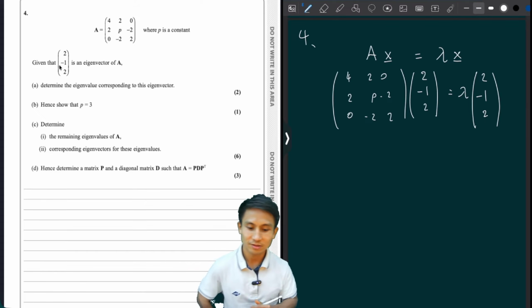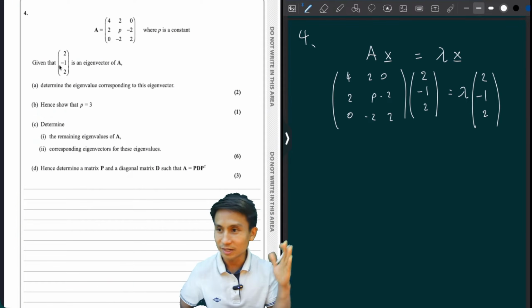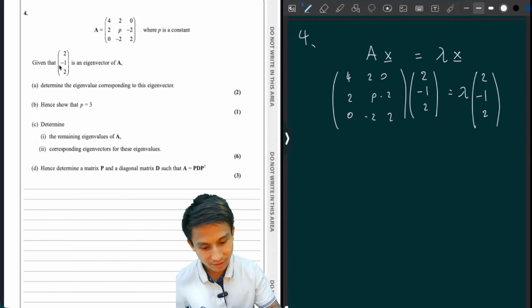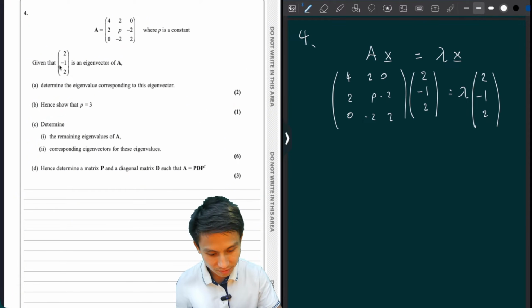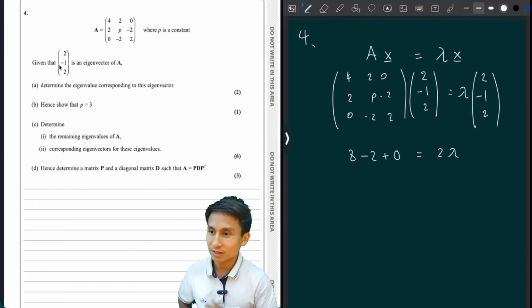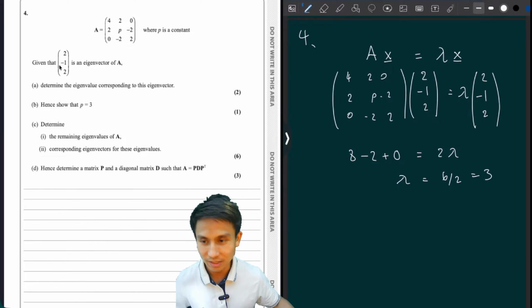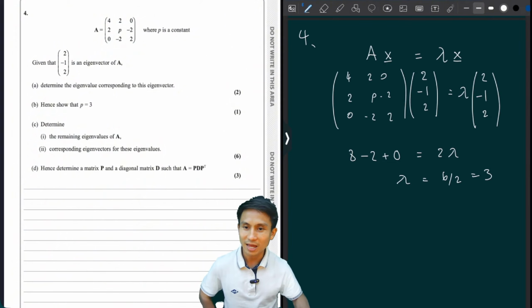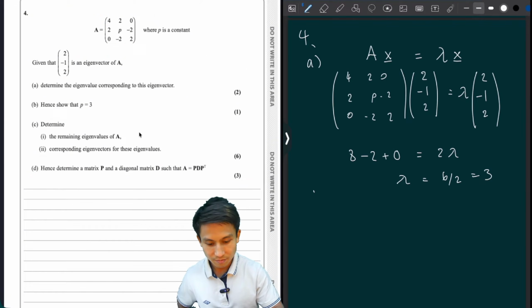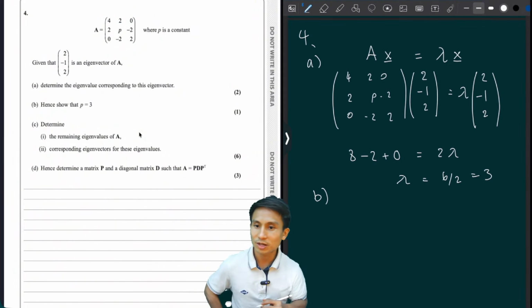All right. So if you solve the linear system here, you're going to get lambda. So the top one is just 4 times 2 is 8, 2 times minus 1 is minus 2, 0 times 2 is 0, equals 2 lambda. So you solve for lambda there. Lambda equals 6 divided by 2 equals 3. All right. So that would be the eigenvalue. That's part A done. Part B. Hence show that P equals 3.